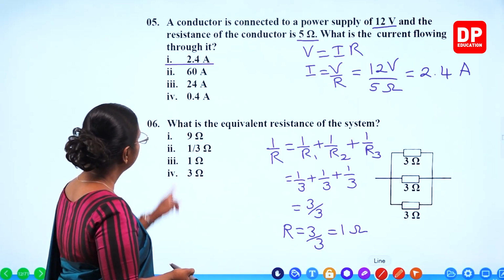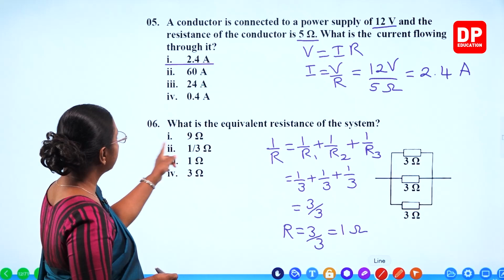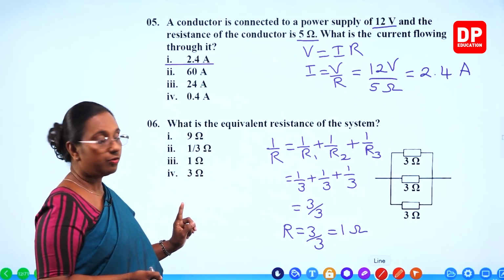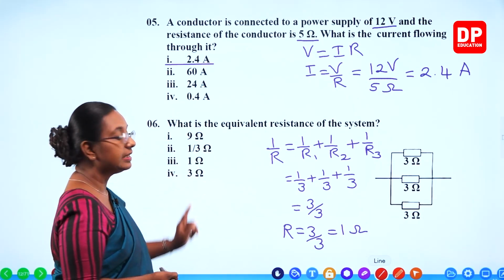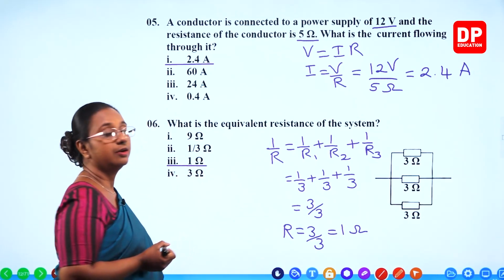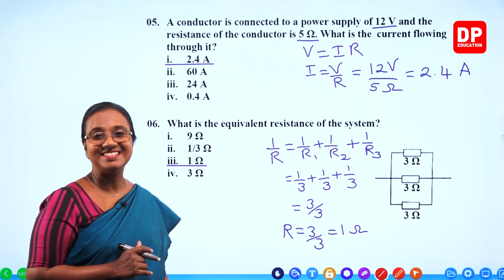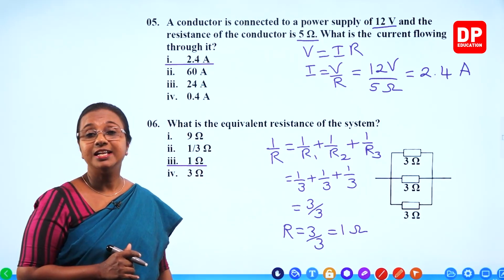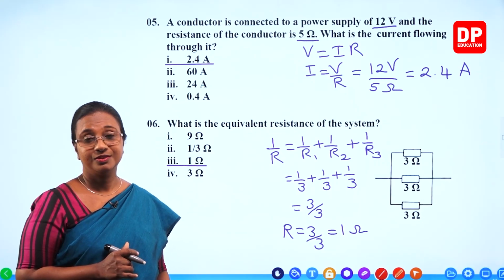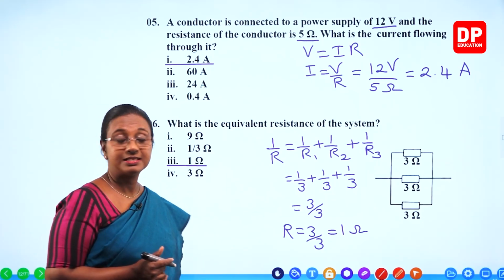Then here, what is the equivalent resistance of the system? 9 ohm, 1 over 3 ohm, 1 ohm and 3 ohm. So equivalent resistance is 1 ohm. I'm sure you all can understand this and you would have done it correctly also. So with that, I'm going to move on to the next slide.